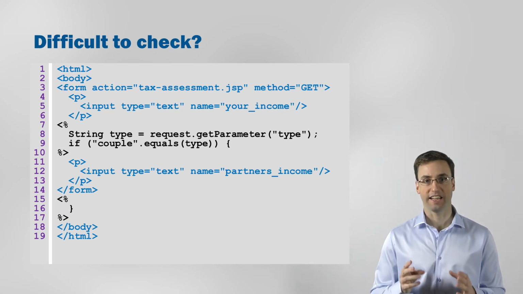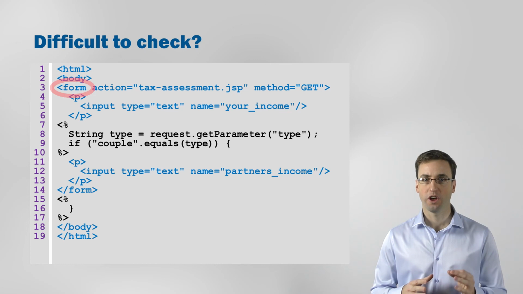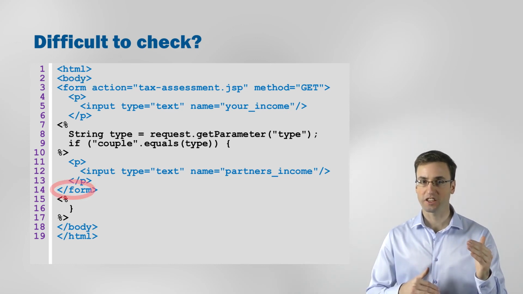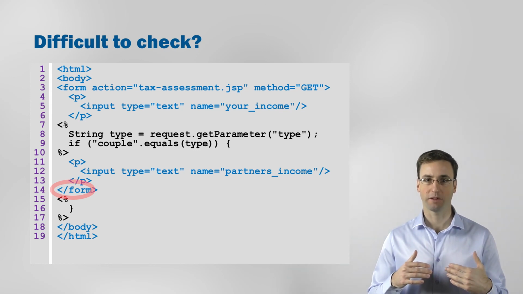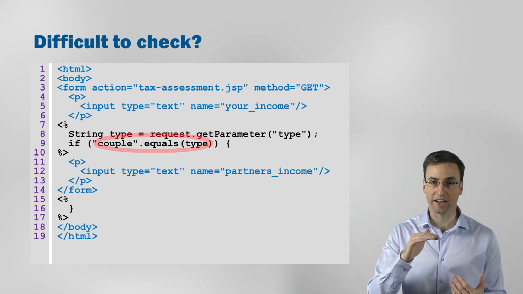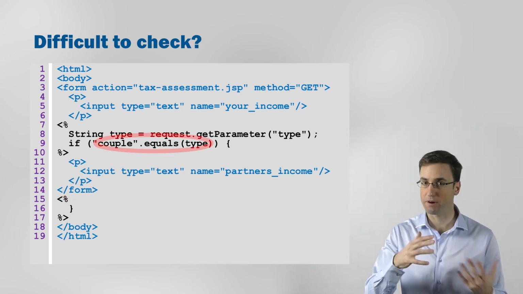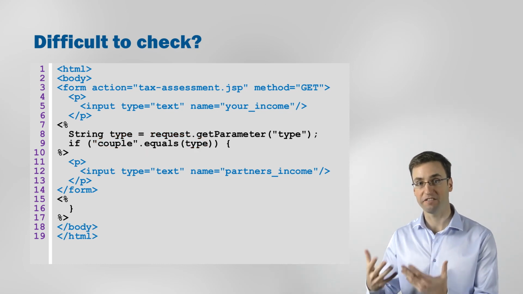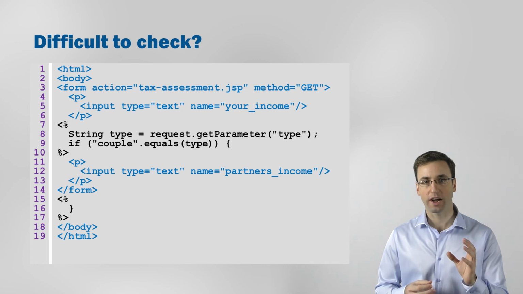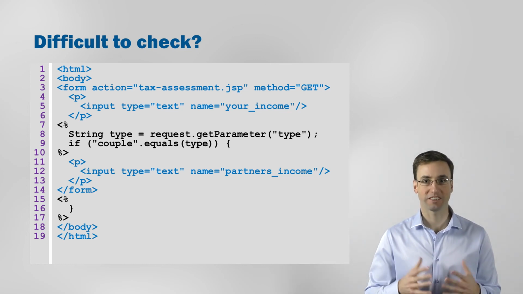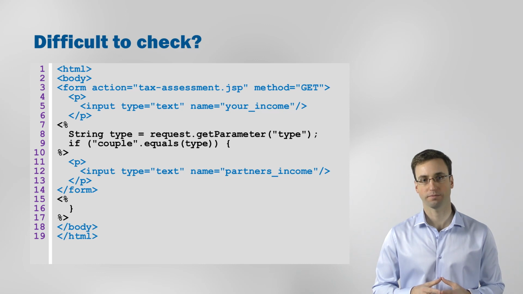The third error, it's particularly difficult. Notice that we open the form tag on line 3 and then close it inside the if statement on line 14. This means that the generated HTML will sometimes be valid, but sometimes invalid. When the guard on the if statement is false, when the type parameter is not equal to couple, then the generated HTML will be invalid. So I would argue that JSP is a small improvement on servlets, but we still have many problems.